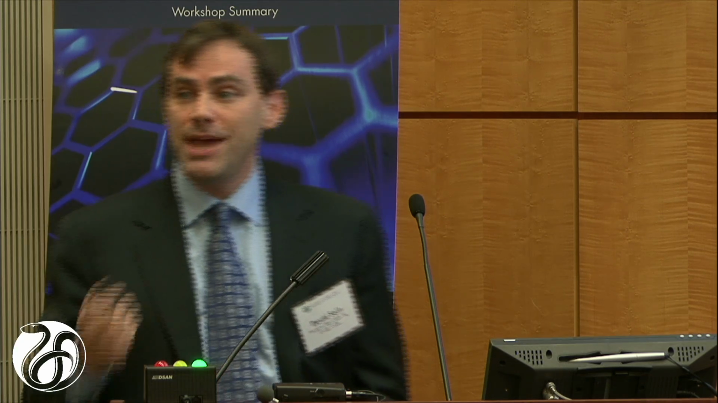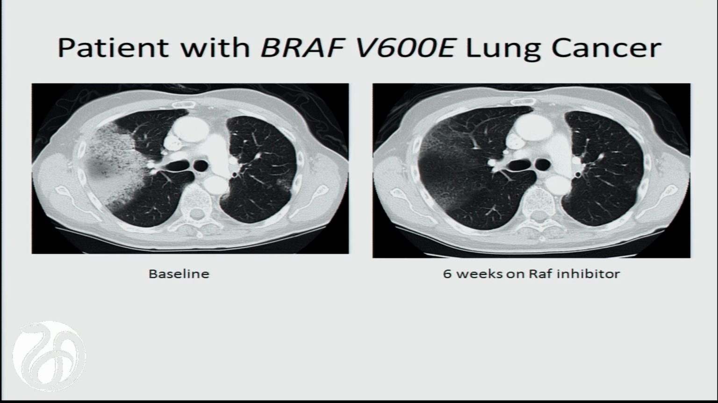And we have seen that this has worked. This is actually the first patient with a BRAF V600E mutation with lung cancer treated at Sloan Kettering. You can see this is her tumor here, and you can see just 6 weeks later on the RAF inhibitor, that tumor has completely resolved. So if I was a patient and I had a BRAF mutation, and there's already a drug approved in melanoma, it's something I would like to try, and I think it's best to try these in the context of a clinical trial.